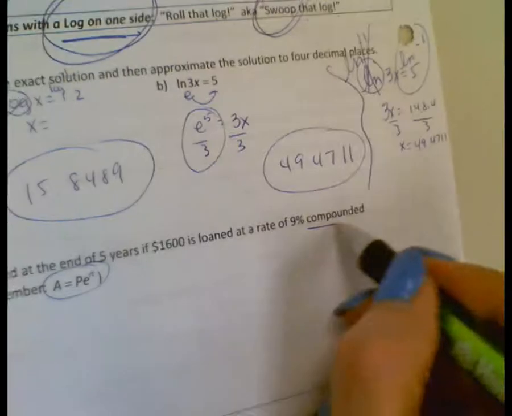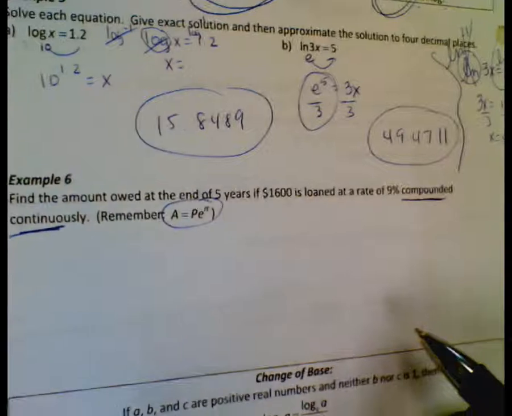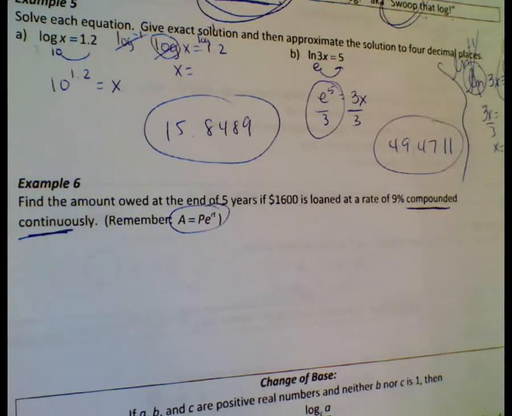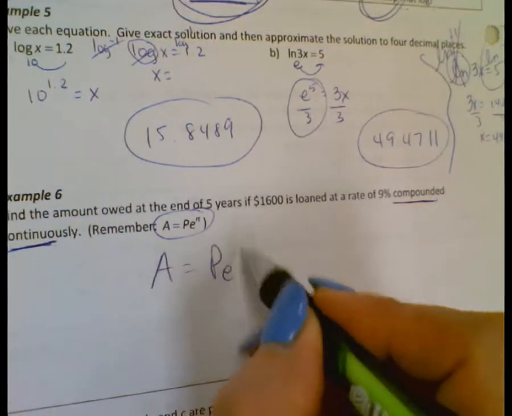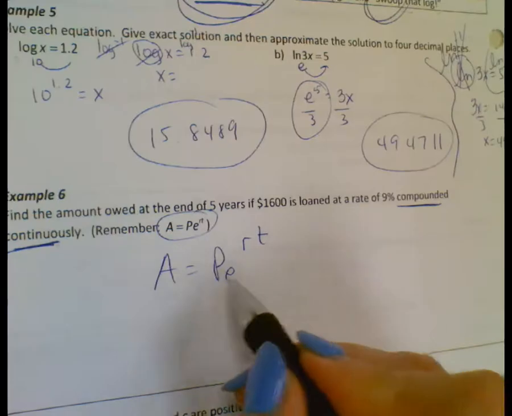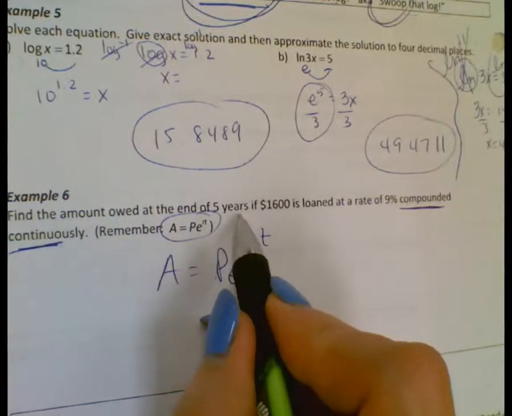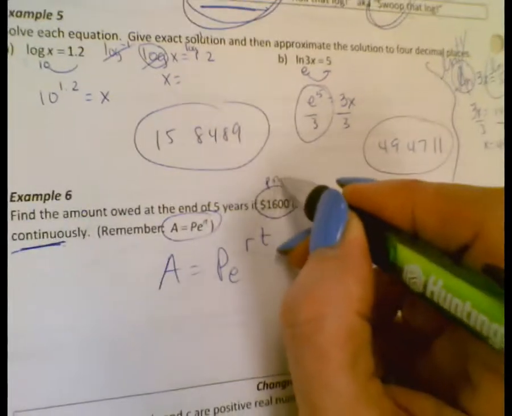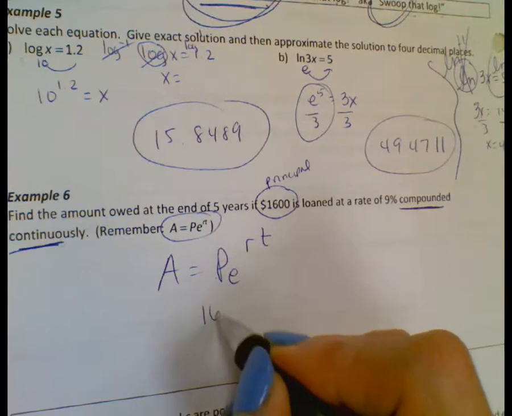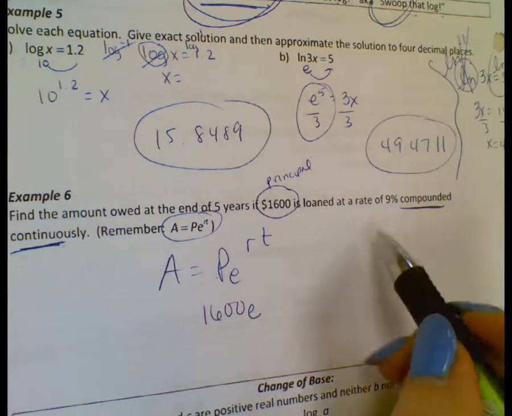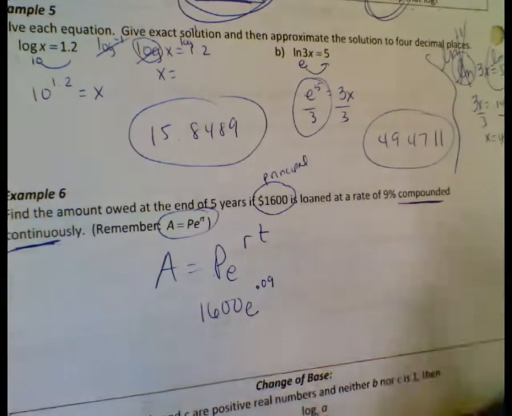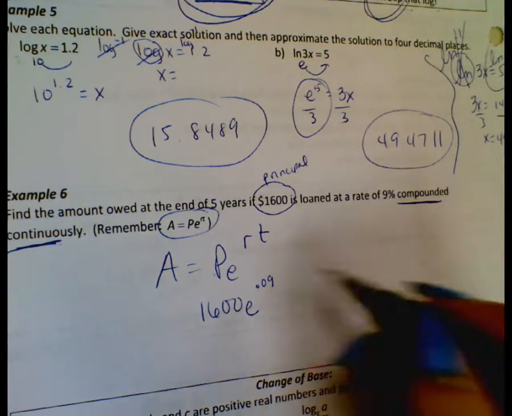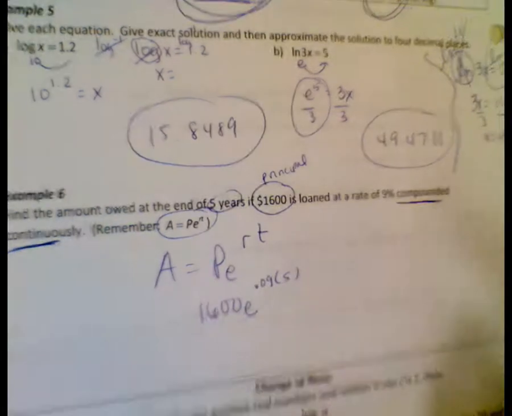Now there's a formula, PERT, that you use when it says compounded continuously. It's one of our compound interest formulas. You only use e if it says the word continuously. So it's A equals P e to the rt. I call it the PERT formula. P is your principal. Find the amount owed at the end of 5 years if $1,600 is loaned. So this is your principal. This is what you're taking out in your loan. It is loaned at a rate of 9% compounded continuously. So the rate is 9%, and you write it as a decimal. That's an exponent, by the way. And t is 5 years. See the 5 years right here?